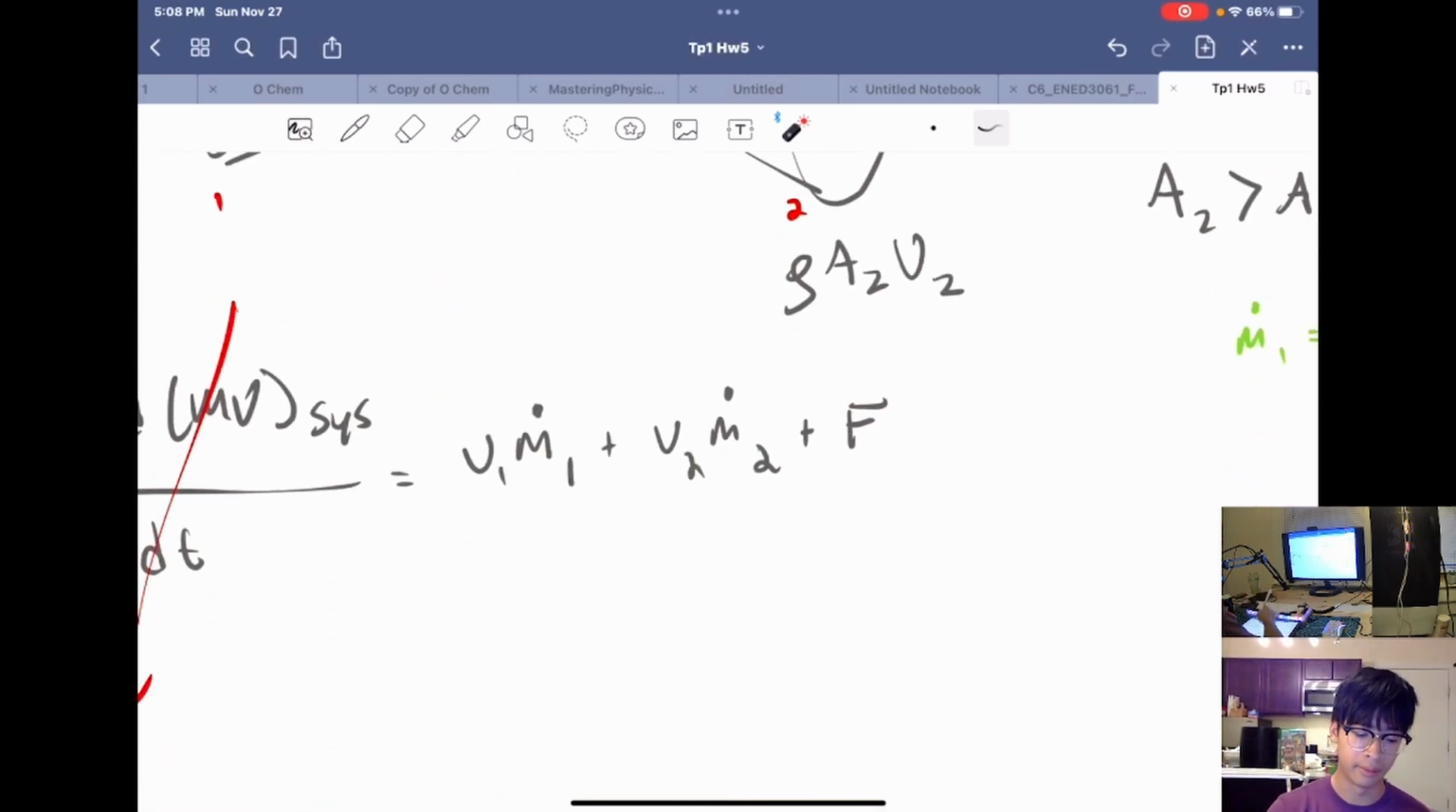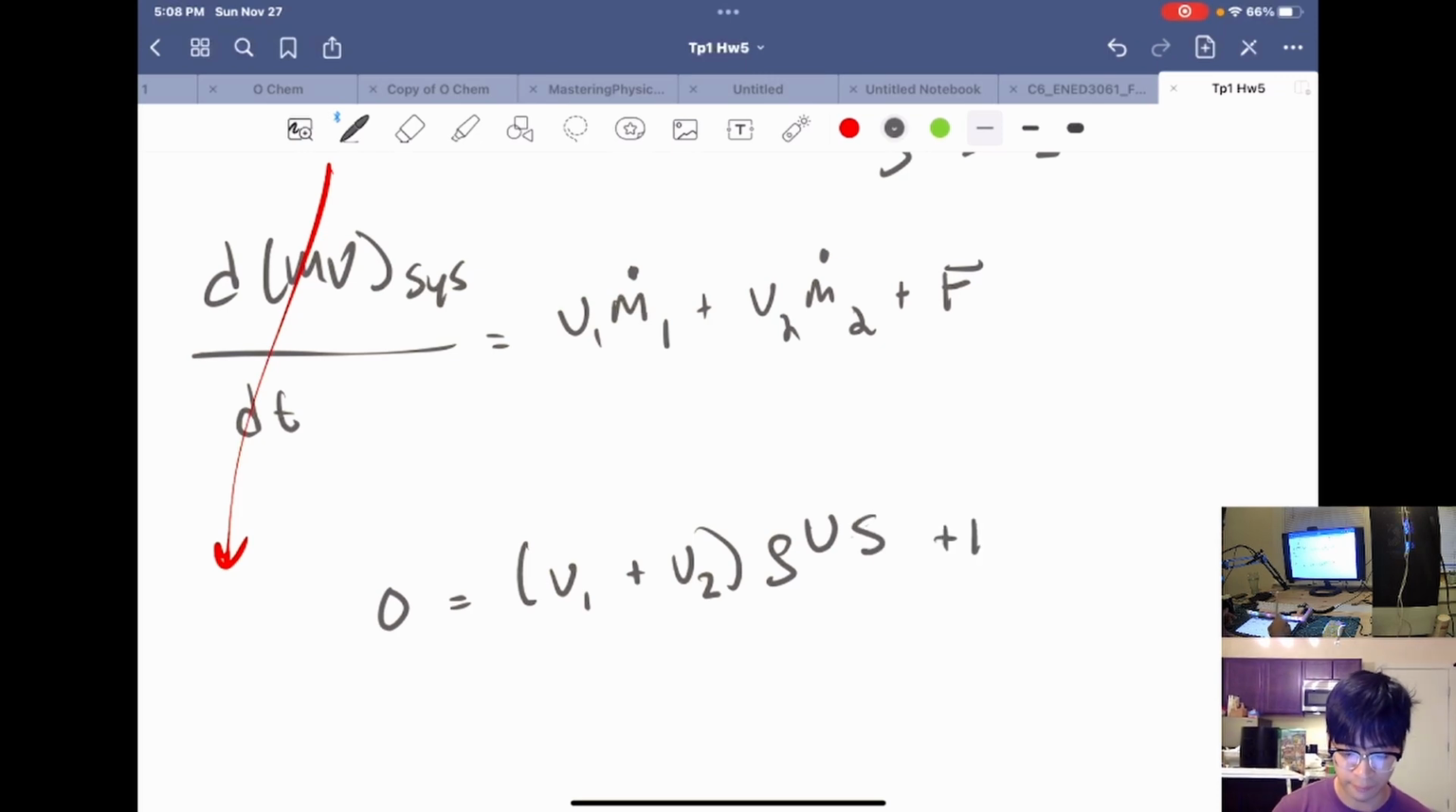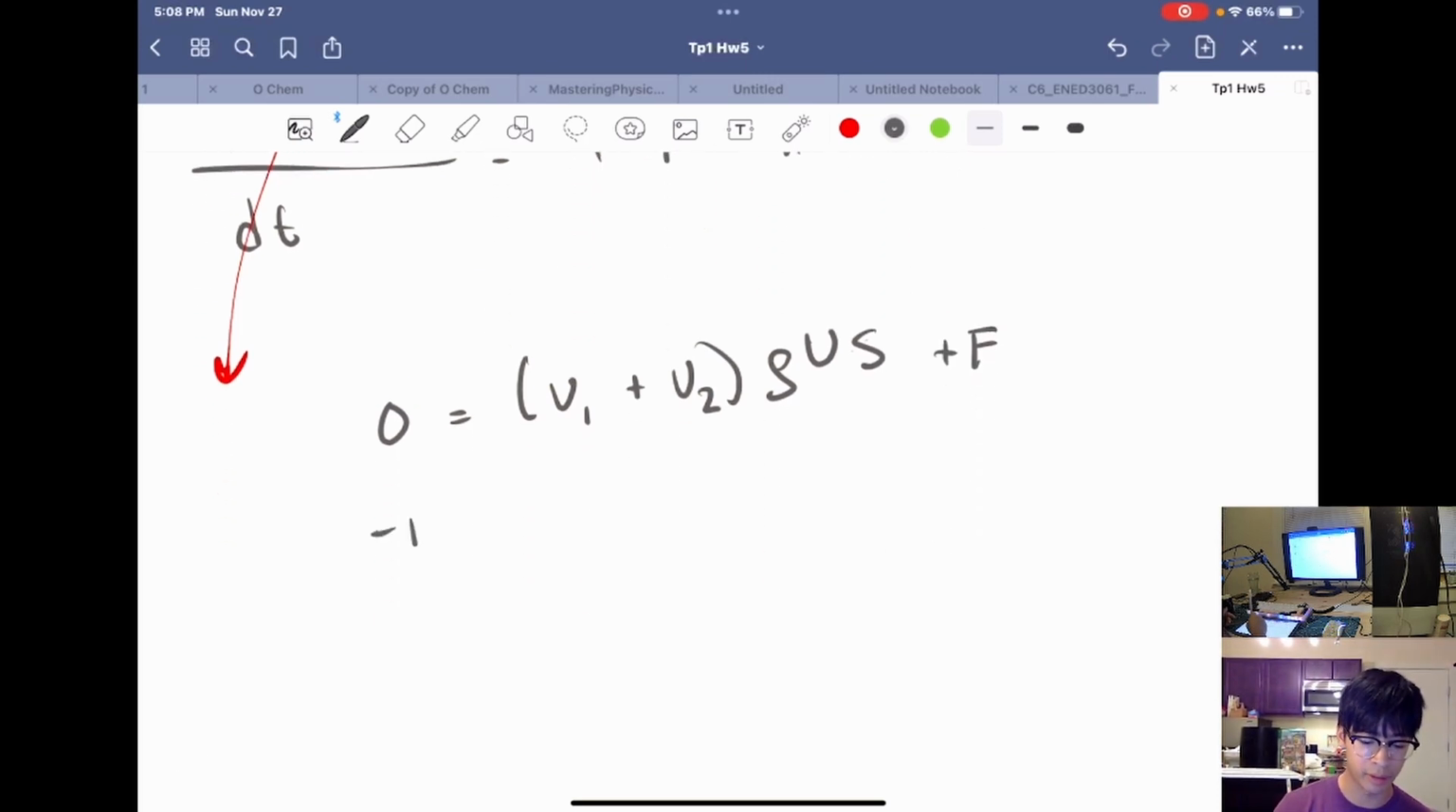Okay, so what will this look like? This will then look like 0 equals v1 plus v2 multiplied by rho vS plus the associated forces. We can bring the associated forces to the other side. Negative F equals v1 plus v2.